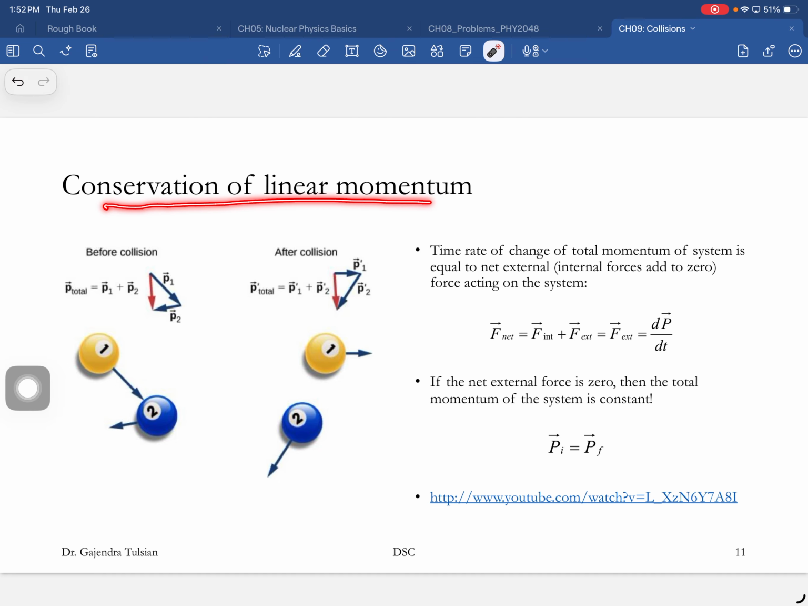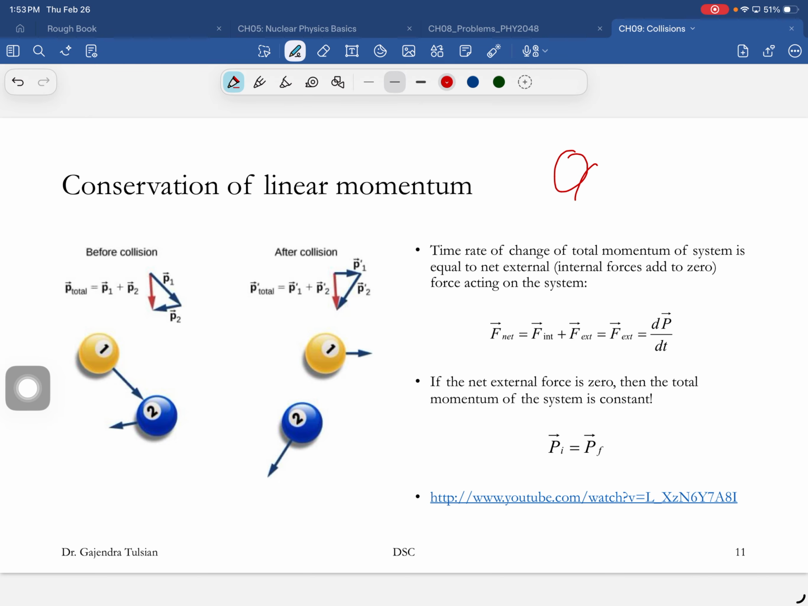Right, now we'll talk about conservation of linear momentum. Mr. Newton tells us the net force acting on a system is equal to rate of change of momentum of the system. So let's consider this system: two balls moving. The net force is any internal forces plus external forces. So when they collide, they'll exert internal forces. This guy will exert a force on him.